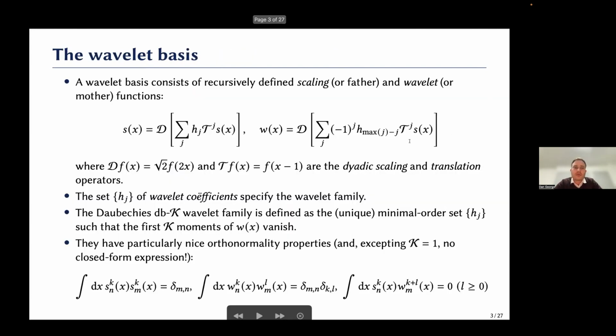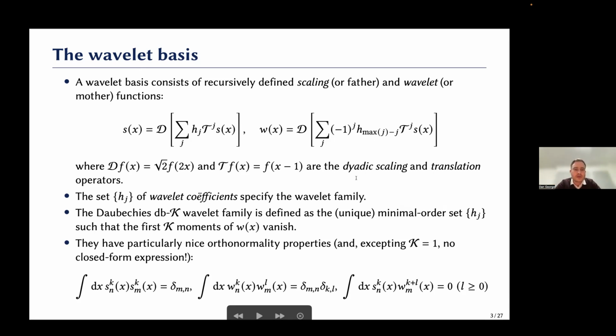So the wavelet basis consists of those scaling and wavelet functions that are defined recursively. The scaling functions are defined recursively in terms of themselves, multiplied by these wavelet coefficients Hj, and scaled dyadically and translated. The wavelet functions are also defined recursively in terms of scale functions. However, there's a differencing that goes on such that the scale function effectively forms a kind of block averaging, or a low pass filter, and the wavelet function provides a block differencing, or a high pass filter.